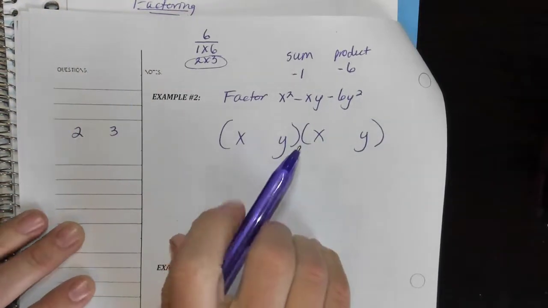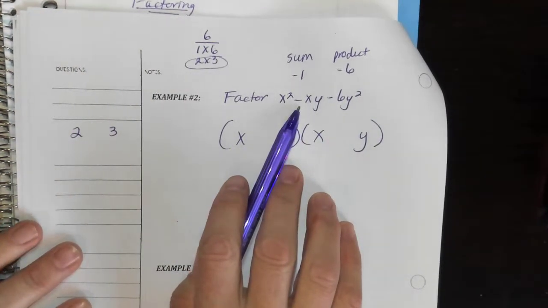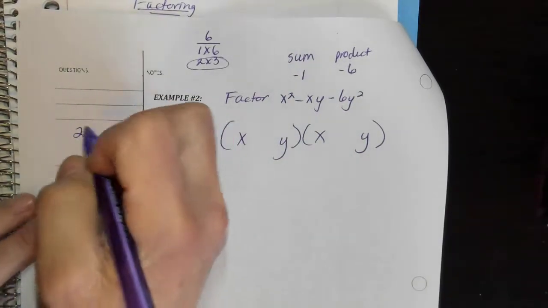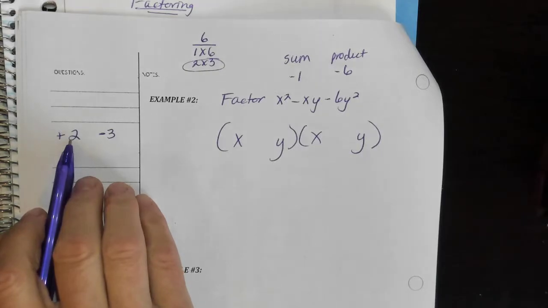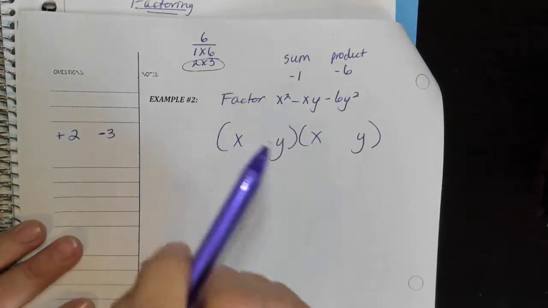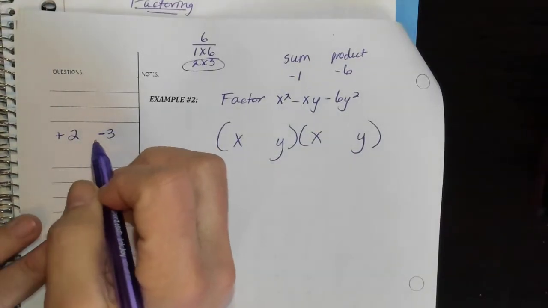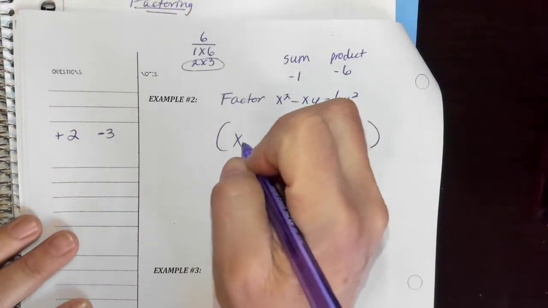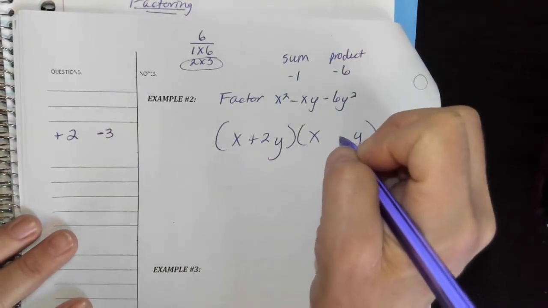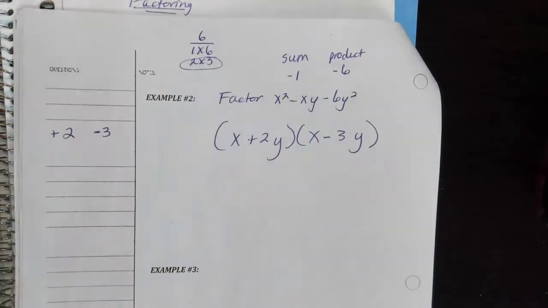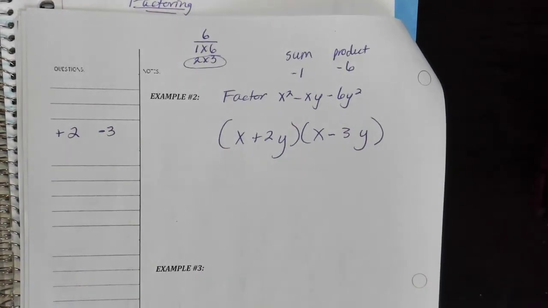So if I want to add these two together and get a -1 for my sum, the 3 is going to have to be my negative. And the 2 will have to be my positive. Will that give me my product that I want of -6? Yes. So 2 times a -3. So that means I have x plus a 2y and x minus a 3y. And if you check it, you will see that it turns out the same.